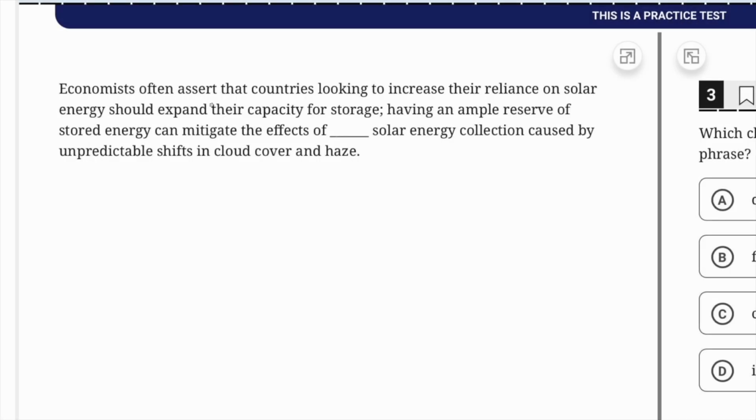So number 3, economists often assert that countries looking to increase their reliance on solar energy should expand their capacity for storage. Having an ample reserve of stored energy can mitigate or lessen the effects of blank solar energy collection caused by unpredictable shifts in cloud cover and haze. Okay, so I'm just going to say something like ups and downs in.